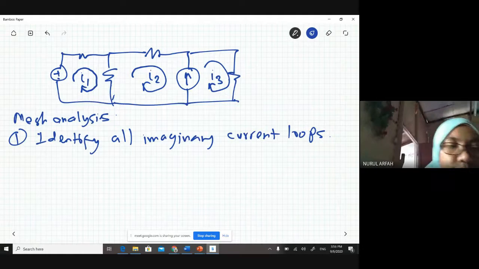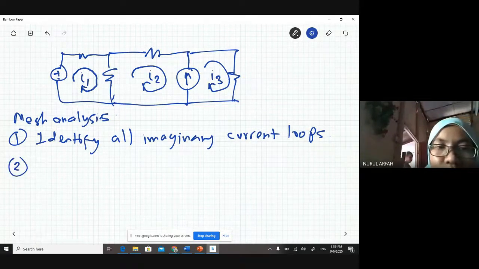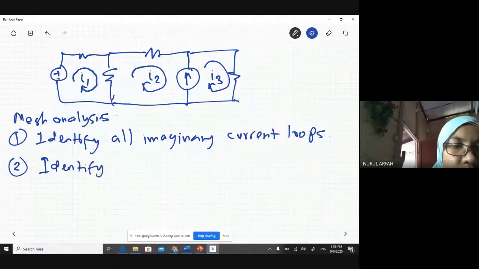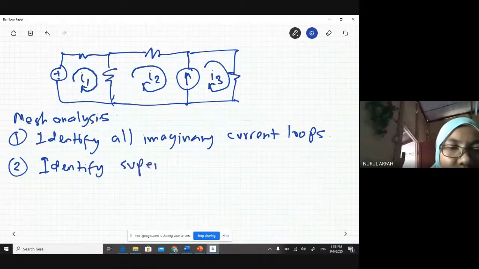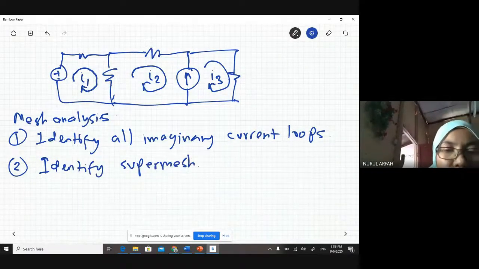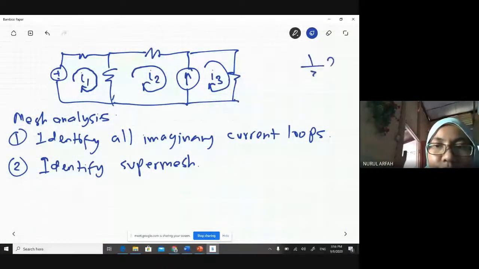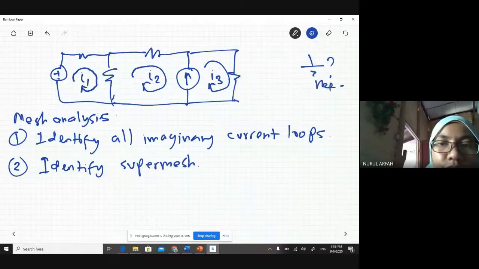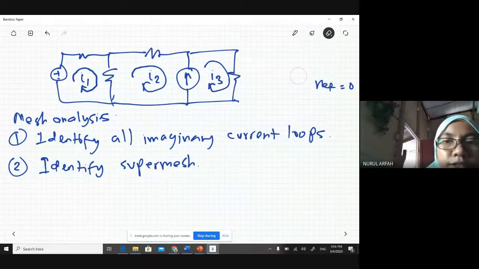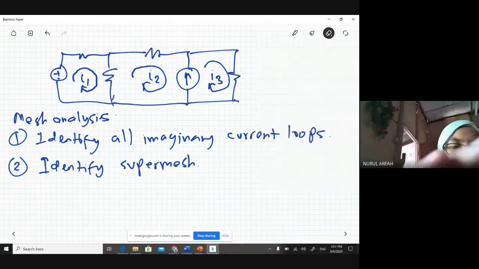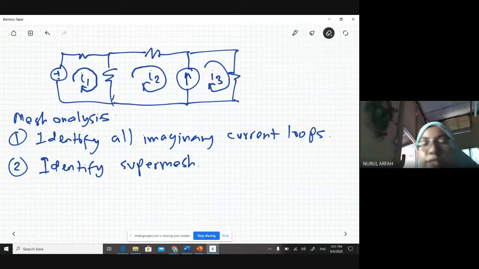Okay, next, what should you do? You need to identify another one, which is a super mesh. Do we need to put a reference point, reference equal to 0? No, because this is a super mesh. Only the loops, the closed loops. Okay, second, you need to identify the super mesh.